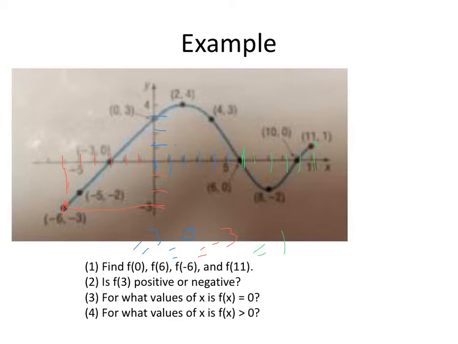Now the second question, determine if f of 3 is positive or negative, which means, is the y value associated with x equals 3 positive or negative? Well, if you look at the graph here, you notice it's positive. Now we need to figure out for what values of x, for number 3, is f of x equal to 0.